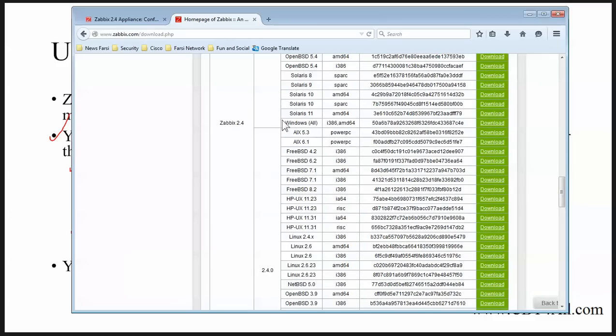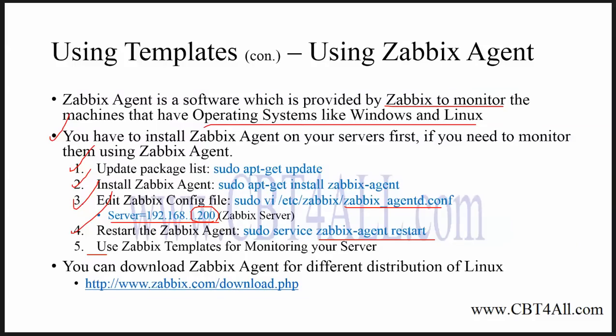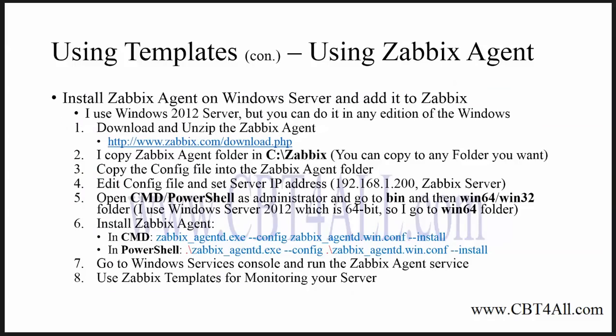The last one is Windows, and in this next slide I want to use this pre-compiled Zabbix agent for my Windows. So it means I want to install Zabbix agent on Windows Server. In this video I'm using Windows Server 2012, but you can use any other Windows. The first step is download and unzip the Zabbix agent.